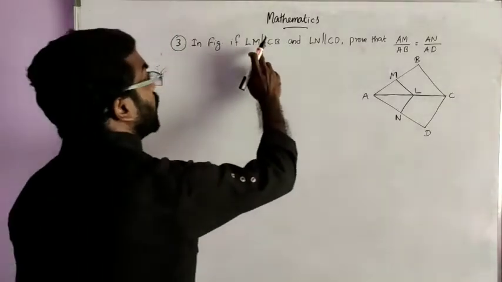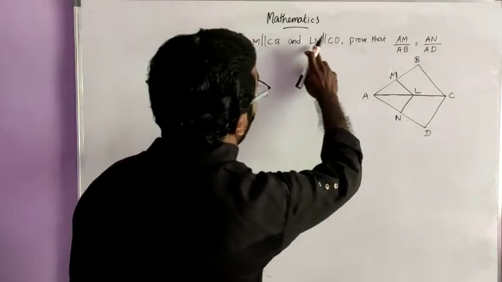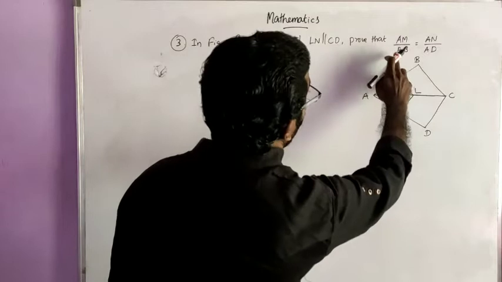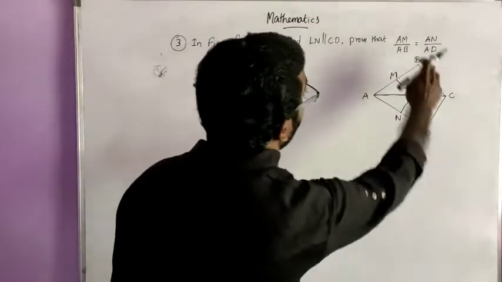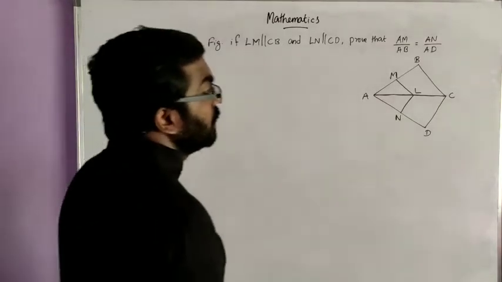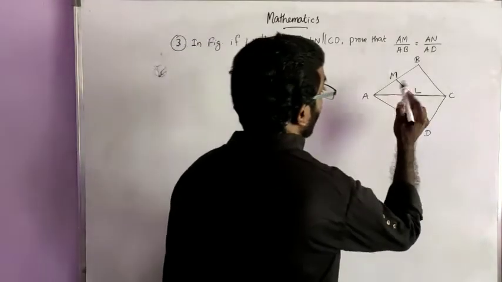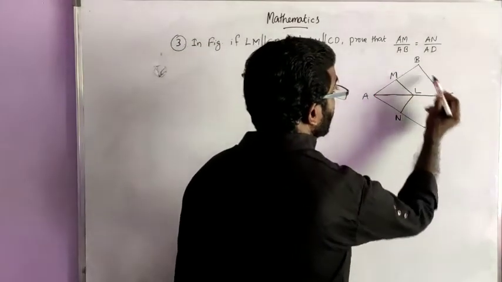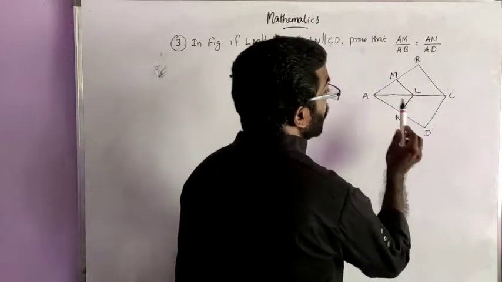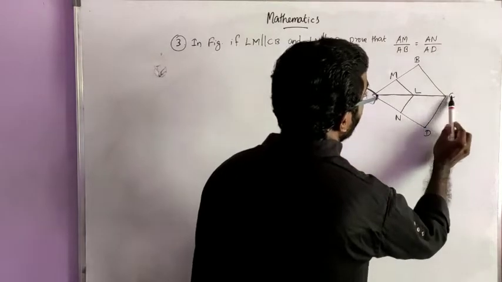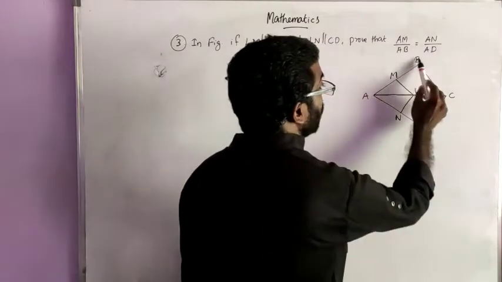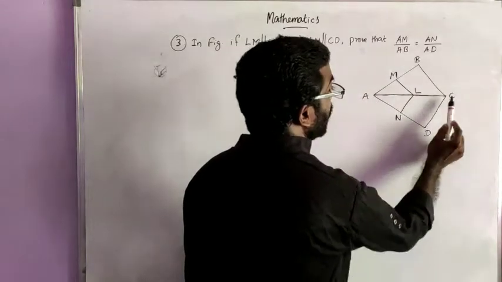Now we move on to question number 3. In the figure, if LM is parallel to CB and LN is parallel to CD, prove that AM by AB is equal to AN by AD. Here we can take two triangles, namely ABC and ADC, the triangle above the line AC and below the line AC. Once again, ABC and ADC.